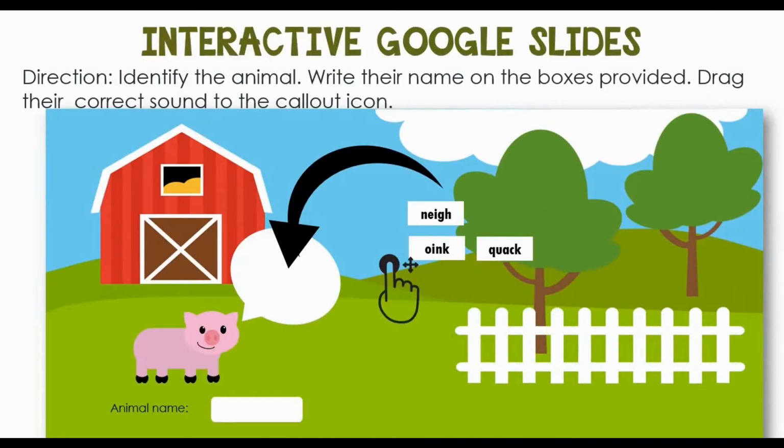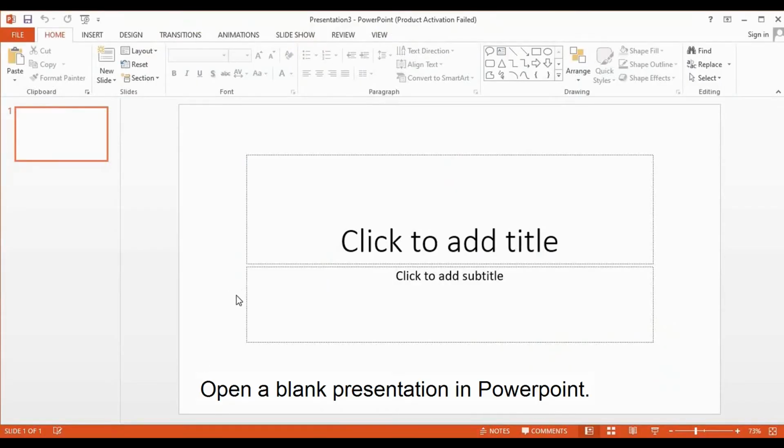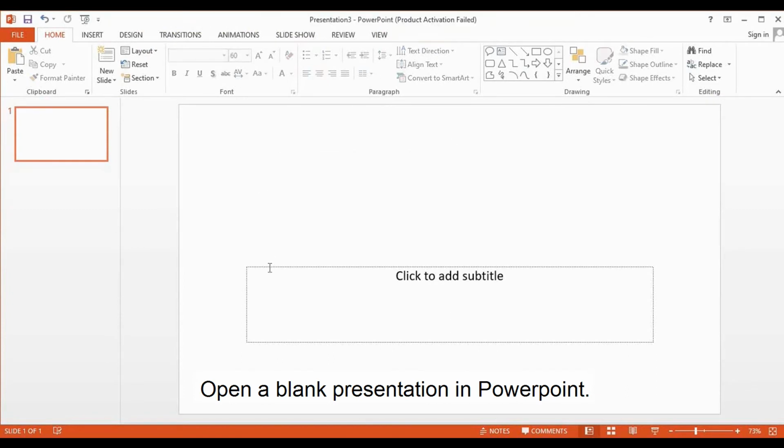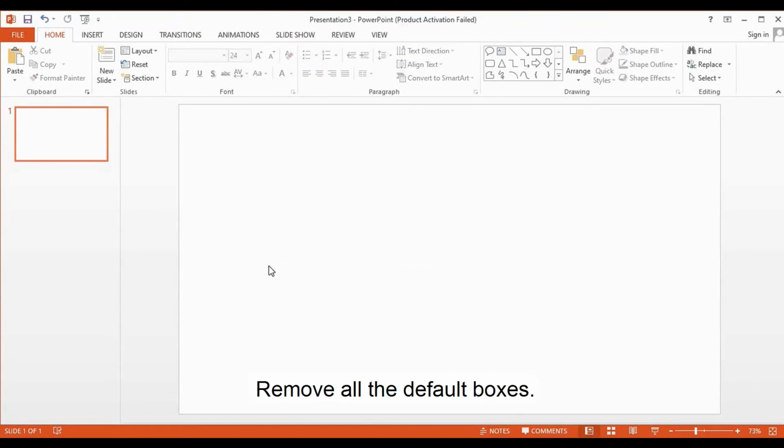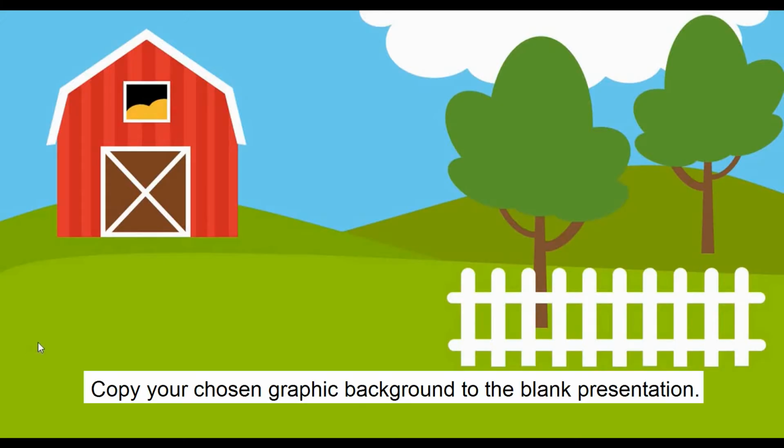So in this video, I will be using PowerPoint first to make my own background, save it to PNG, and then edit it on Google Slides. So first, open a blank PowerPoint presentation, remove all the boxes. I will not change the size of this presentation because this is not meant for printing. So I will just copy the graphics and paste it on my new presentation.